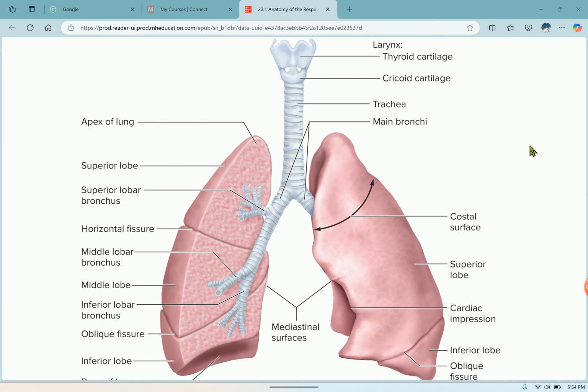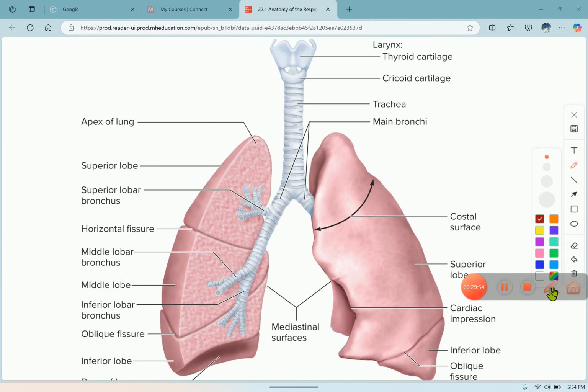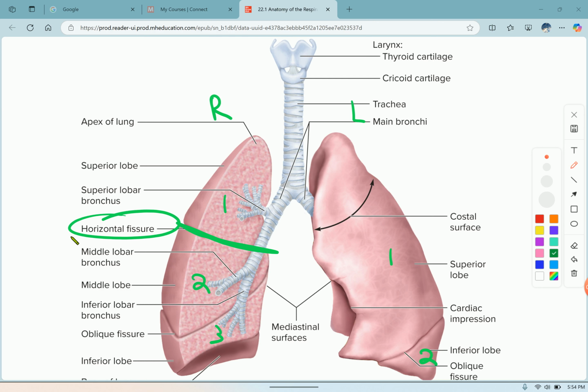So the right versus left lung, there is a difference in anatomy. The right lung, so this is the right side, this is the left side, has 3 lobes, and the left lung only has 2 lobes. So that means they are separated by a fissure. On the right side, this is the horizontal fissure because it's in the horizontal plane, also known as the transverse plane.